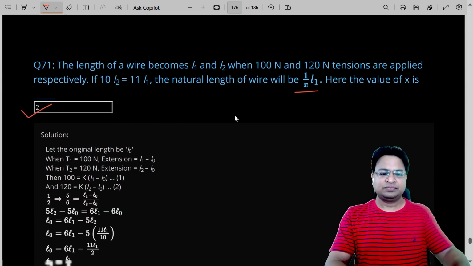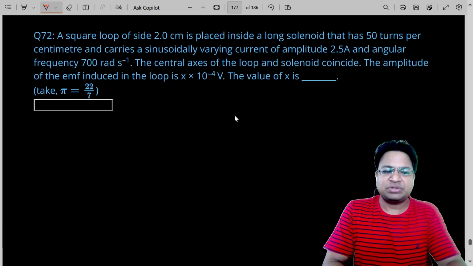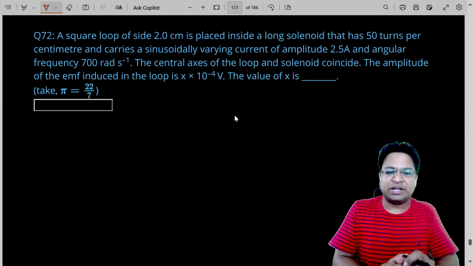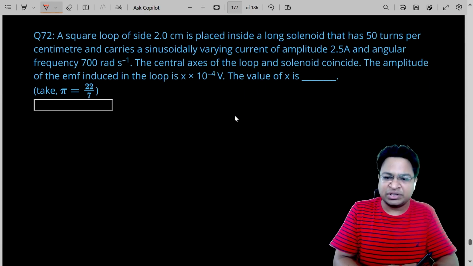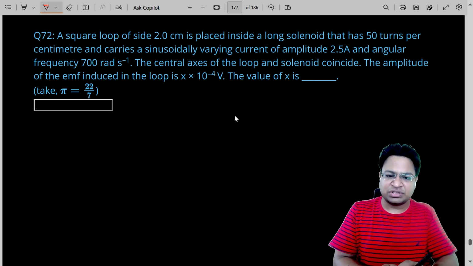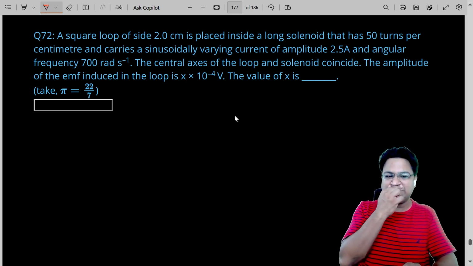Okay, all right. Next, we go to question number 72. It says a square loop of side dispatch is placed inside a long solenoid that has 50 turns per centimeter and carries a sinusoidally varying current of amplitude this much. The angular frequency is given. The central axes of the loop and the solenoid coincide. Find the amplitude of the EMF.